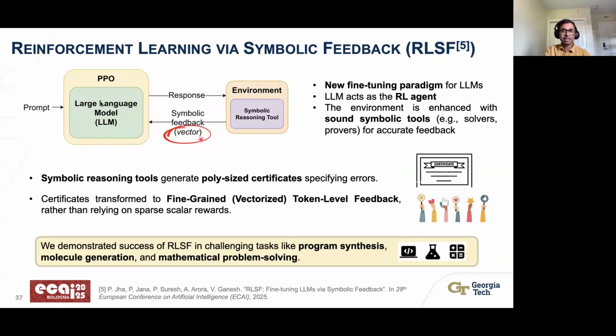So instead of a scalar feedback, we use a vector reward that precisely identifies the erroneous tokens in the output and produces a fine-grained token by token reward. And we demonstrated the usefulness of this in tasks like program synthesis, molecule generation, mathematical problem solving, etc.